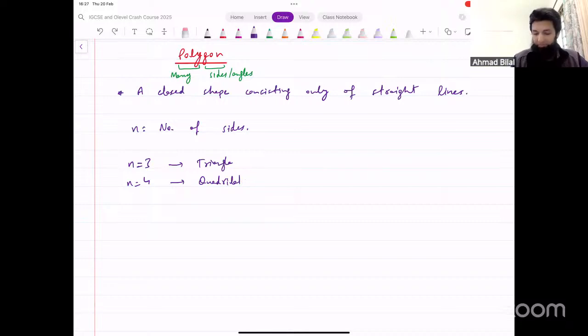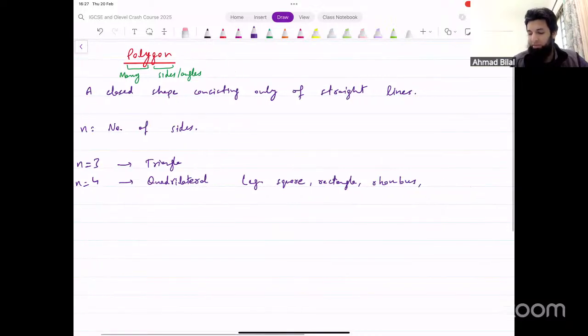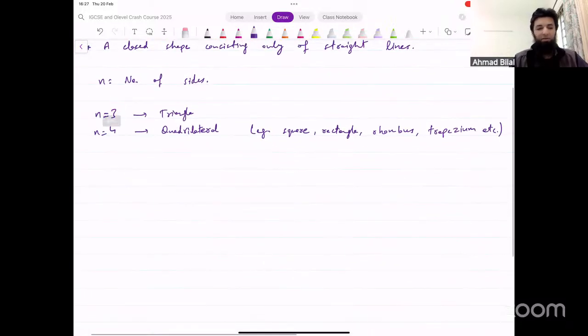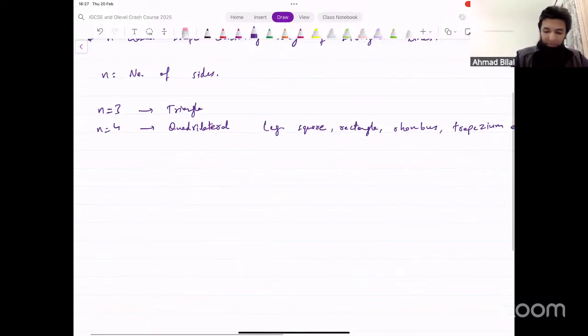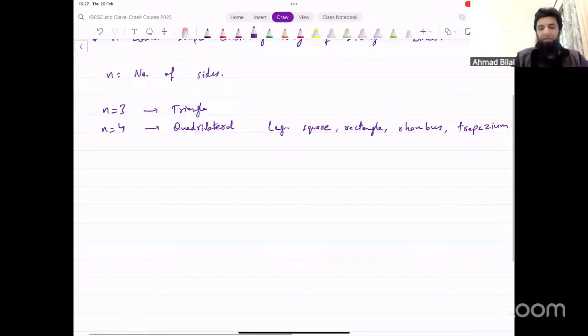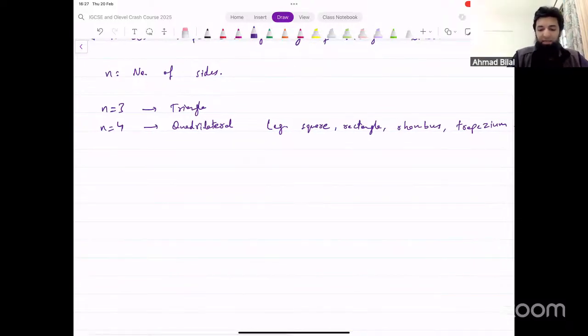There are a number of different quadrilaterals that you've seen. As I told you, for example, it could be a square, it could be a rectangle, it could be a rhombus, a parallelogram, a trapezium, right? Any of those shapes and more. These are examples of quadrilaterals, right? So any figure that has four sides, okay? That's called a quadrilateral. You need to be familiar with these names as well. Okay, so triangle and quadrilateral.